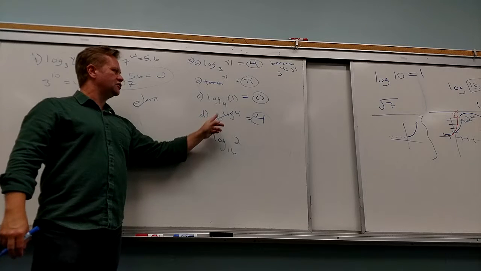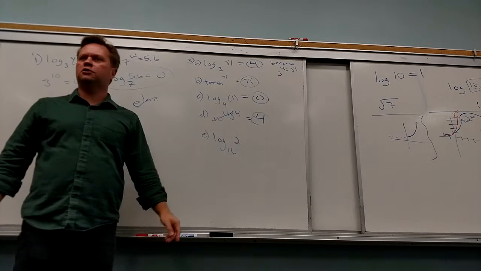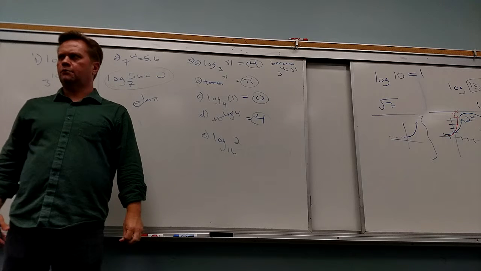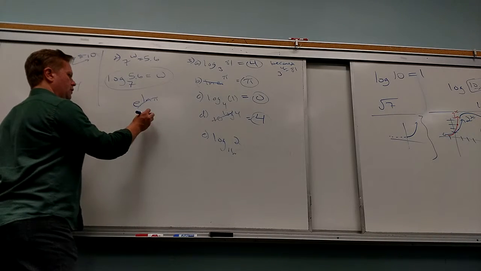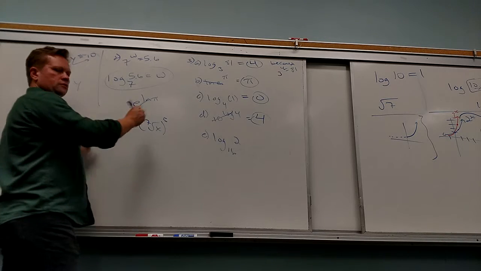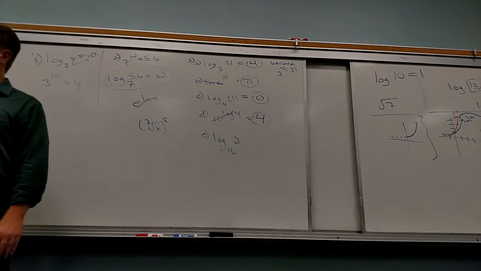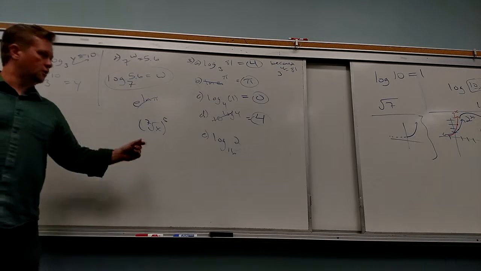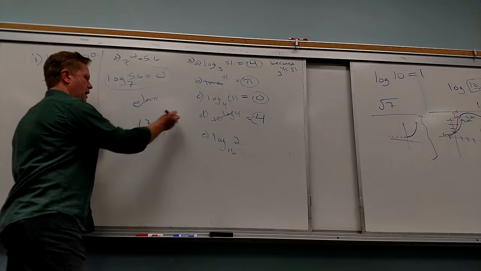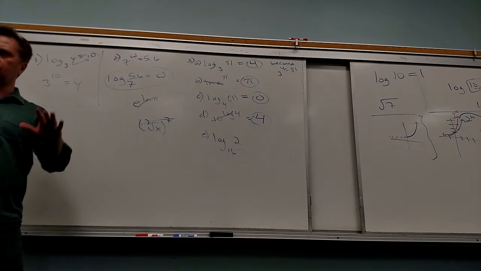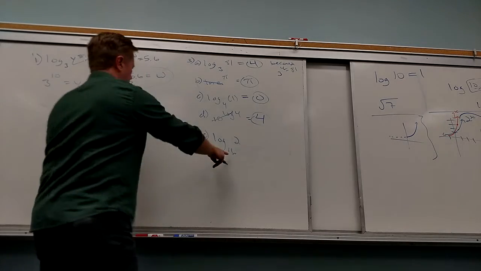So if I had 10 to the log base 7 of 4, I can't do anything with that. The bases don't match, so they're not opposites. They won't kill each other. It's like me saying, what's the 7th root of x to the 5th power? Nothing happens. I can rewrite it, but it doesn't make it solved. But if this is the 7th power, they match, they kill each other now. Same kind of thing.